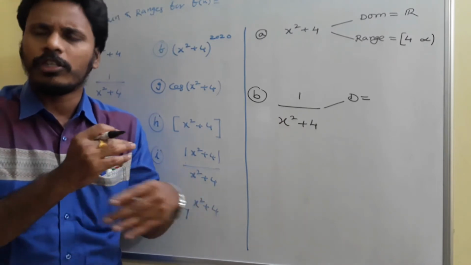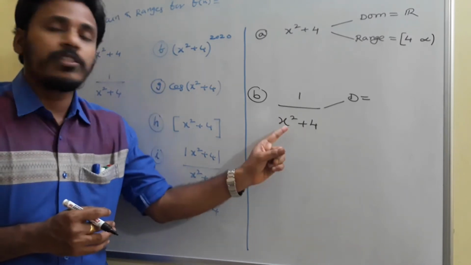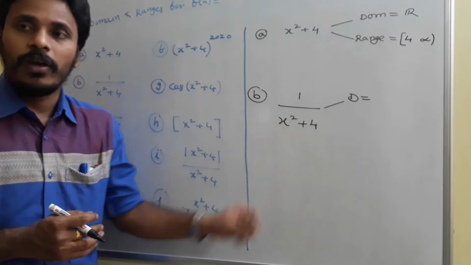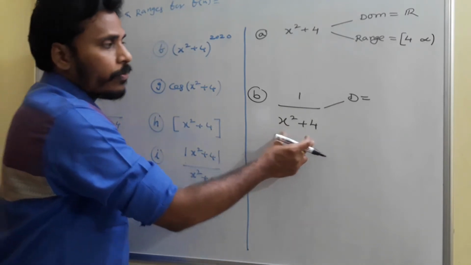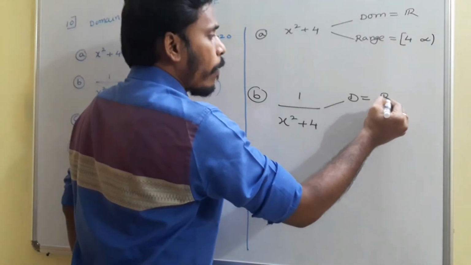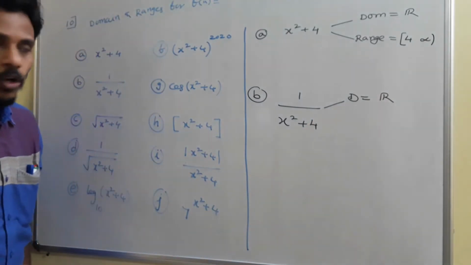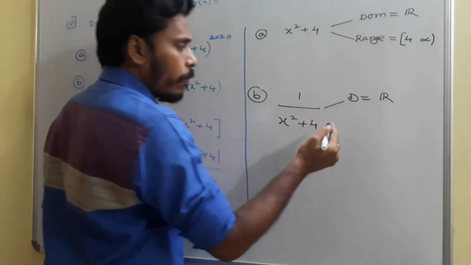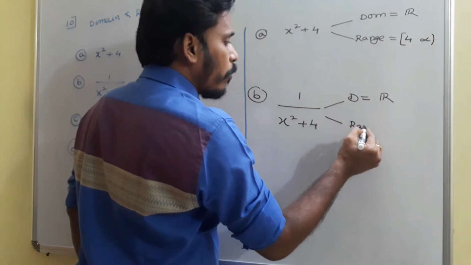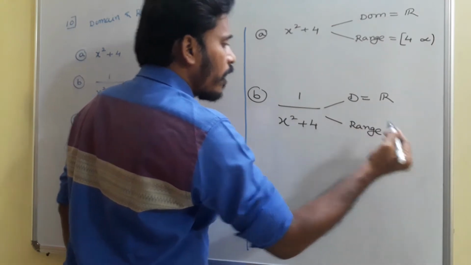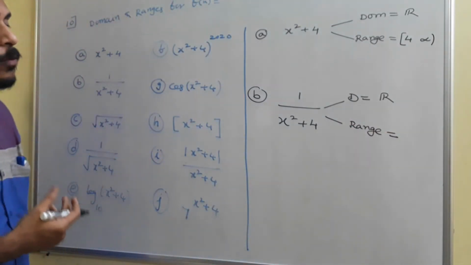Always this x square plus 4 is a non-zero value, and it can't become negative also. For some time you just leave aside the negative thing. It is non-zero for all the values of x. Why? Because this is always positive, and that's why the domain is again all the real values. No problem if you take any value in the place of x.